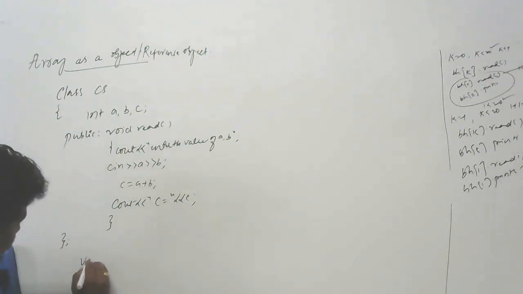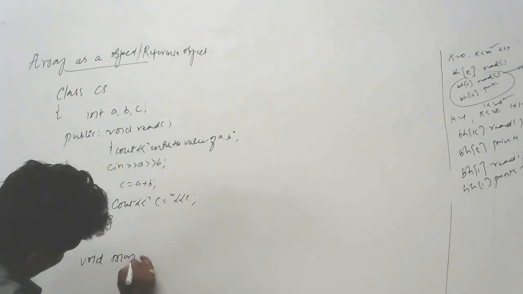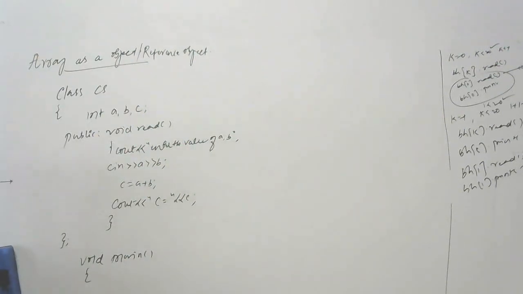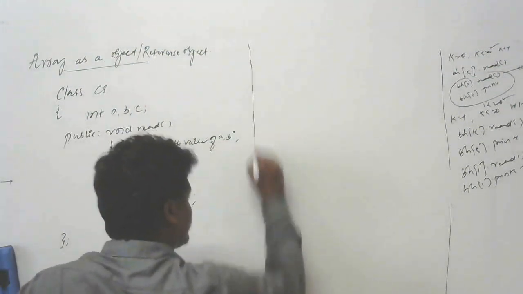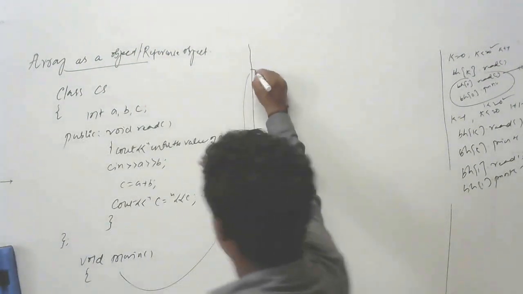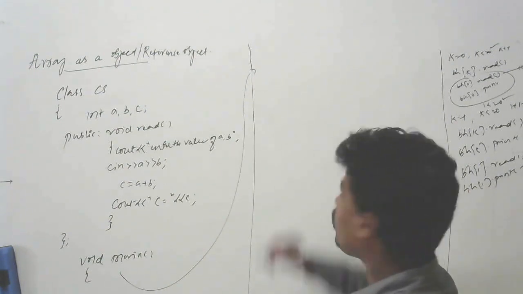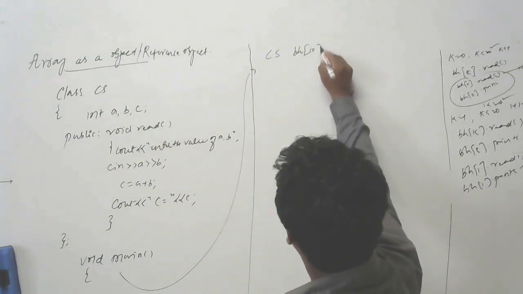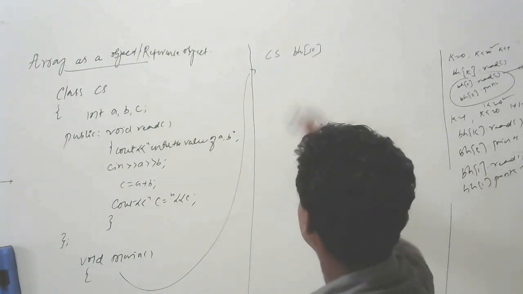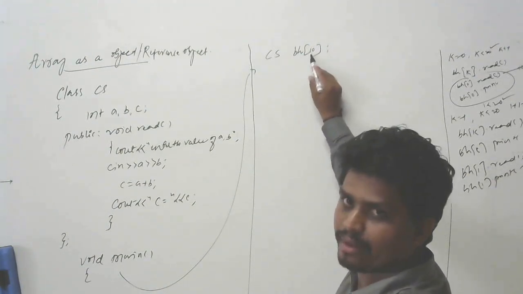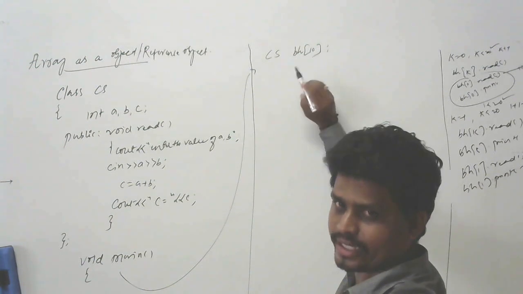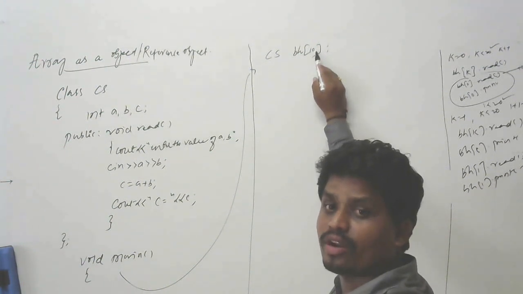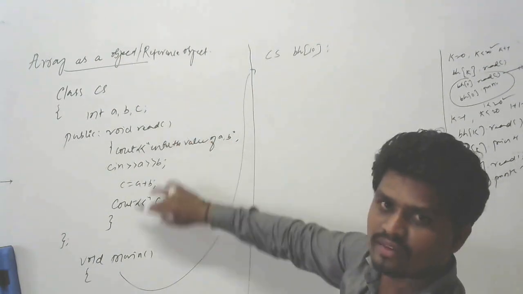Here void main. Now come back to this particular class, array as a reference object. Array as a reference object, here I will write the continuation part. Void main, open the curly bracket. Here I will write CS BH of 10. I will take BH of 10 because the array variable you are declaring as an object. So how many memory blocks? 10 memory blocks. So each and every memory block is linked with each and every member function of the class.